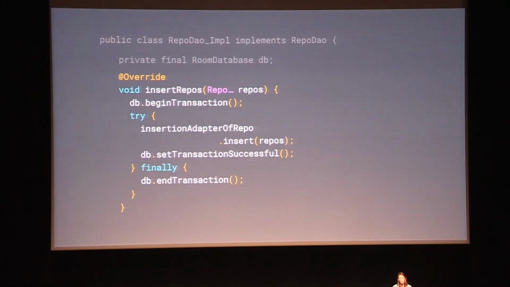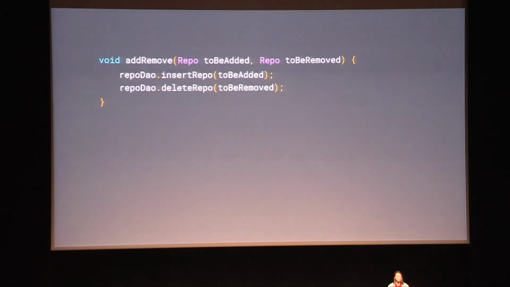But what if we want to do more complicated things? What if we want to both add and remove a repository from our database also in one transaction? To do this, Room adds the @Transaction annotation. So it gives you the flexibility of implementing the transaction yourself and then defining what should happen in that transaction. Under the hood, Room will just wrap whatever code you define in that begin, set transaction successful, and end transaction code.